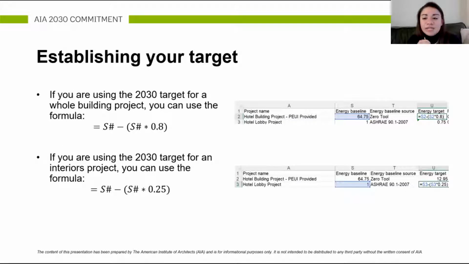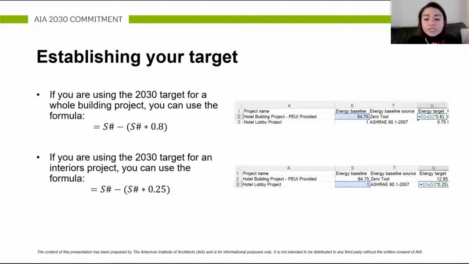You also need to calculate your target. So if you're using the 80% 2030 target that we have right now for a whole building project, you can use this formula that is not very elegantly written on here, but basically, like you see in the example, if your project is on row 2, you would do S2 minus parentheses S2 multiplied by 0.8 and parentheses, and that'll calculate the target for you.